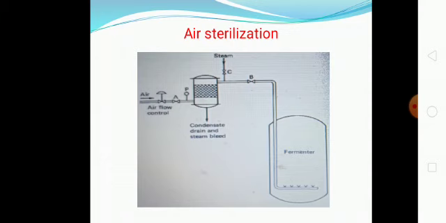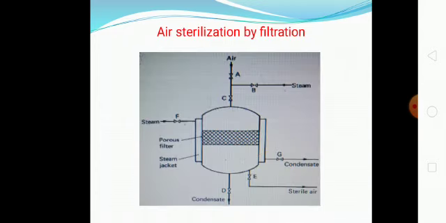After steam sterilization is completed, you close the valve C. When you close the valve C, what will happen? Steam will stop. Now you open the valve A. When you open the valve A, what happens? Air will start flowing through the sterile pipelines, and it will enter into the fermenter. It will get filtered and enter into the fermenter. So this we call air sterilization. I hope you have understood.